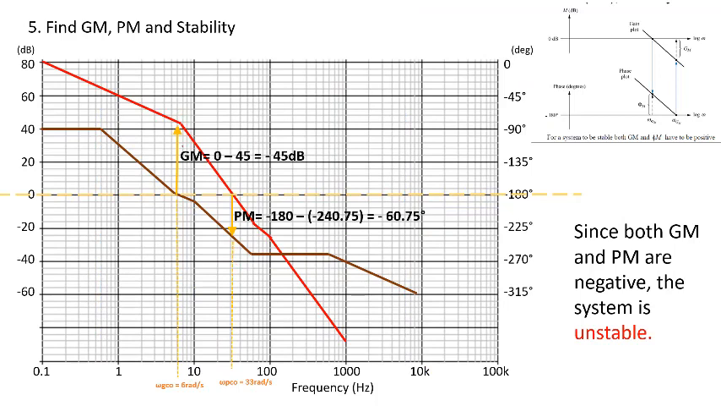In order to find the stability of the system, we use the gain margin and phase margin that we just obtained. As mentioned here, the system is stable if both gain margin and phase margin are positive values. Since we got a negative gain margin and a negative phase margin, the system is unstable.